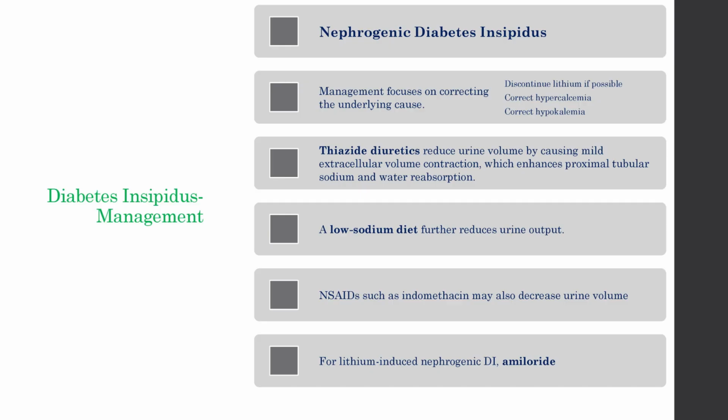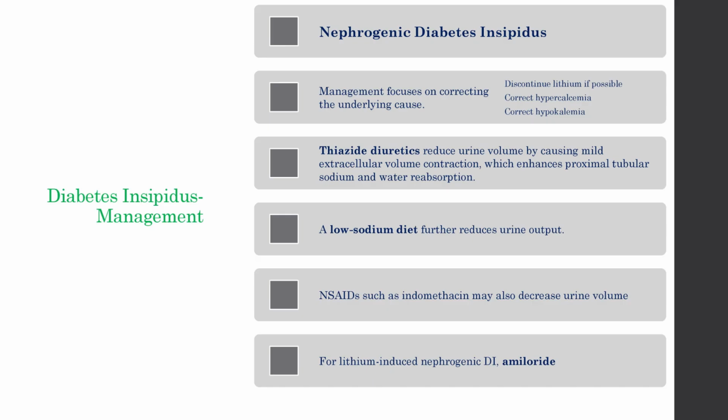Nephrogenic diabetes insipidus. Management focuses on correcting the underlying cause. Examples include discontinue lithium if possible, correct hypercalcemia, correct hypokalemia. Interestingly, thiazide diuretics reduce urine volume by causing mild extracellular volume contraction, which enhances proximal tubular sodium and water reabsorption. A low-sodium diet further reduces urine output.